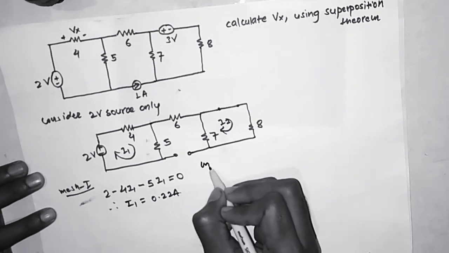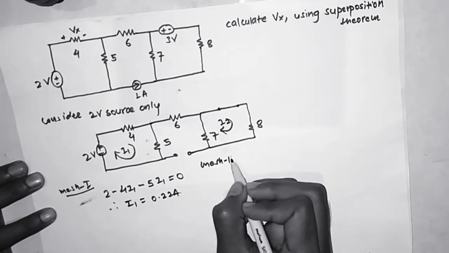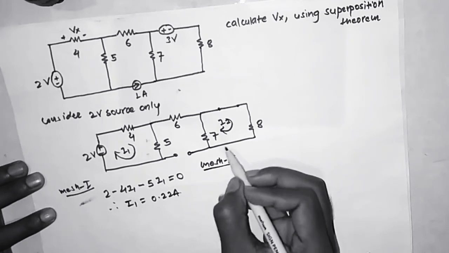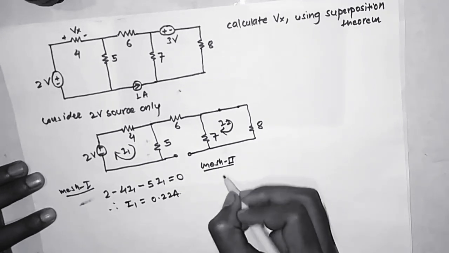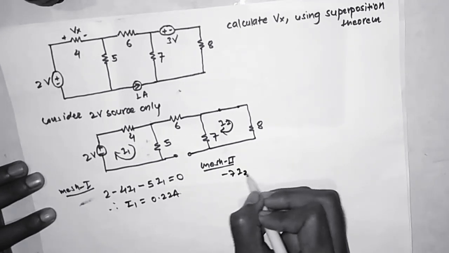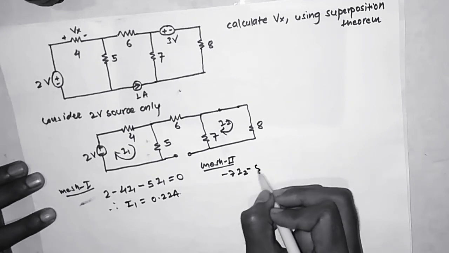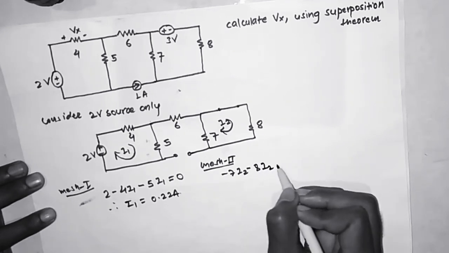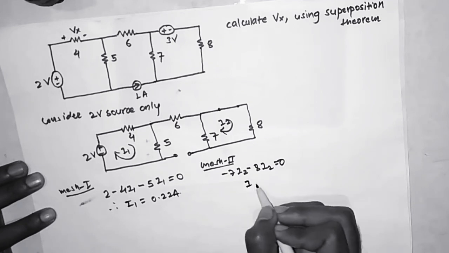Again applying KVL in mesh 2, we write minus 7 I2 minus 8 I2 equals 0, and the value of I2 will be 0.